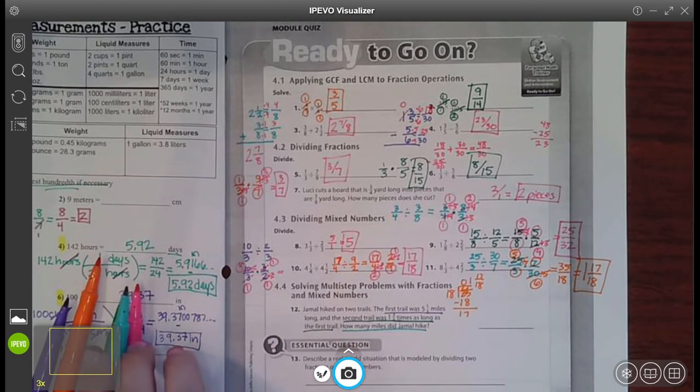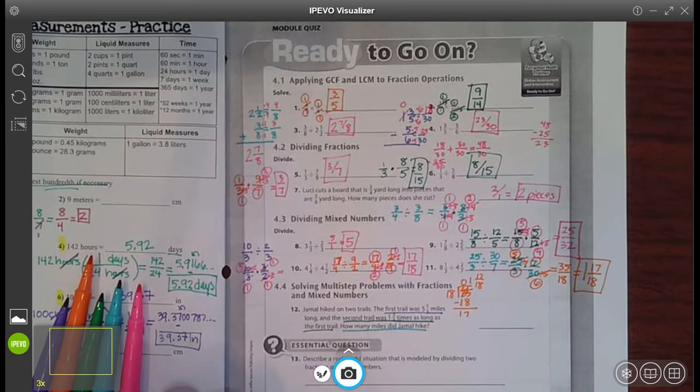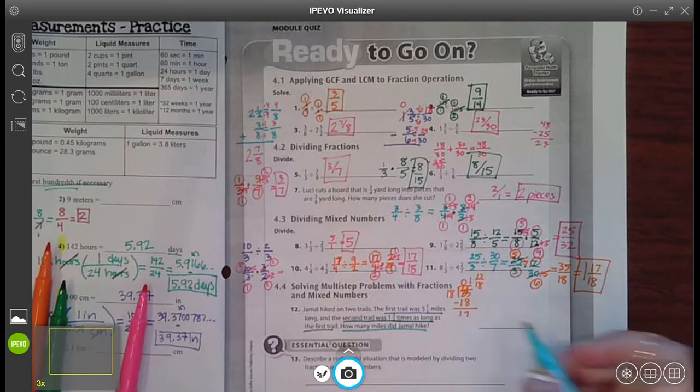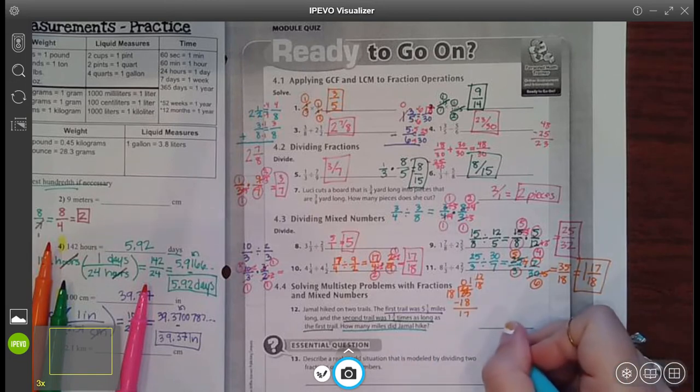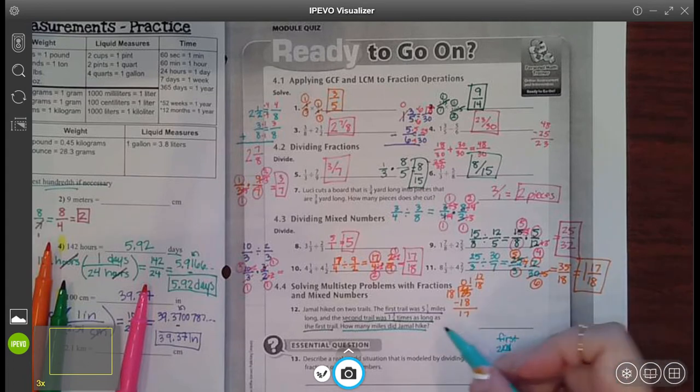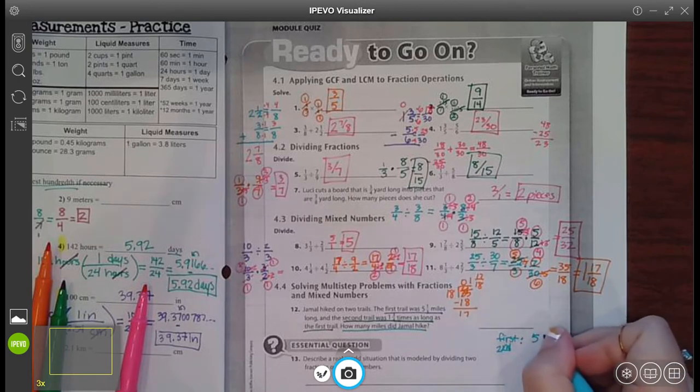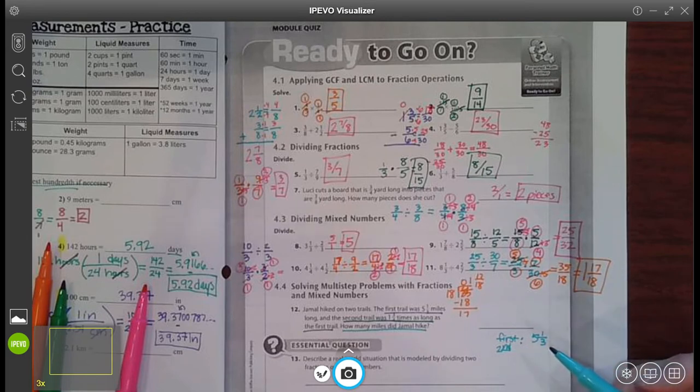Okay. So first of all, I'm going to have to add to find how many miles he hiked. I know I add, and I'm going to add how much he did on the first one and how much he did on the second one, right? Well, the first trail was 5 1/3. The second one, we don't actually know. The second one is not 1 3/4. It's 1 3/4 times as long as the first.